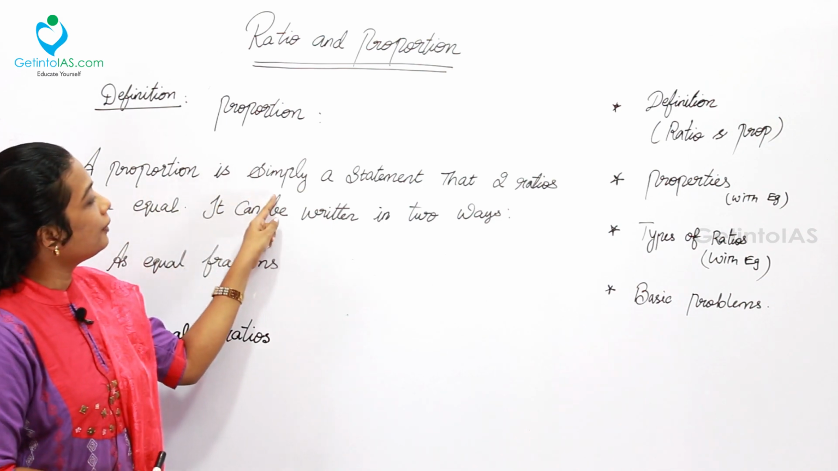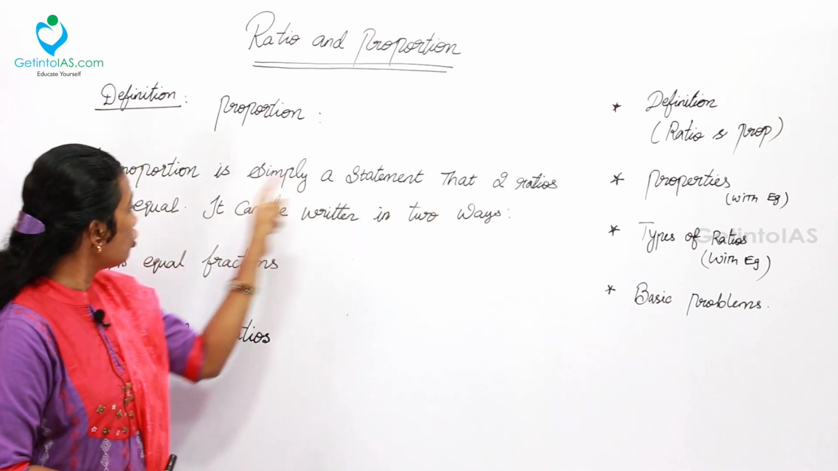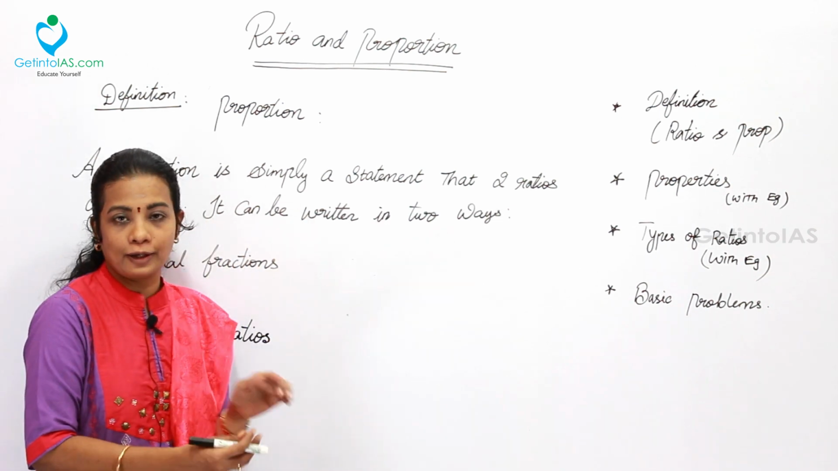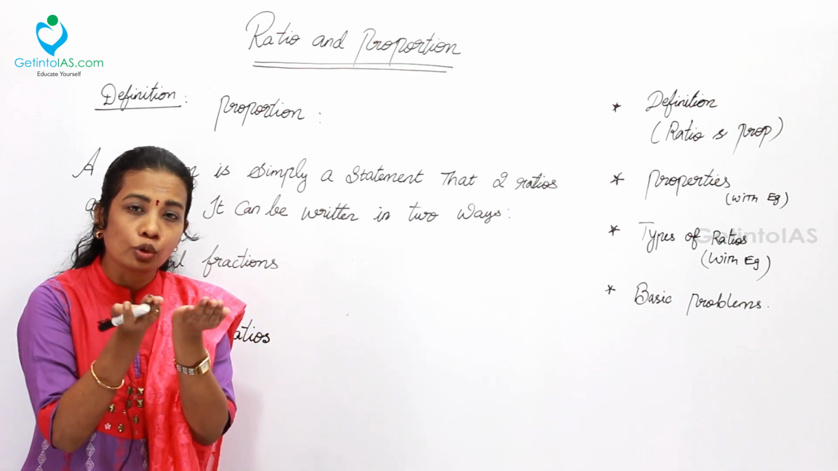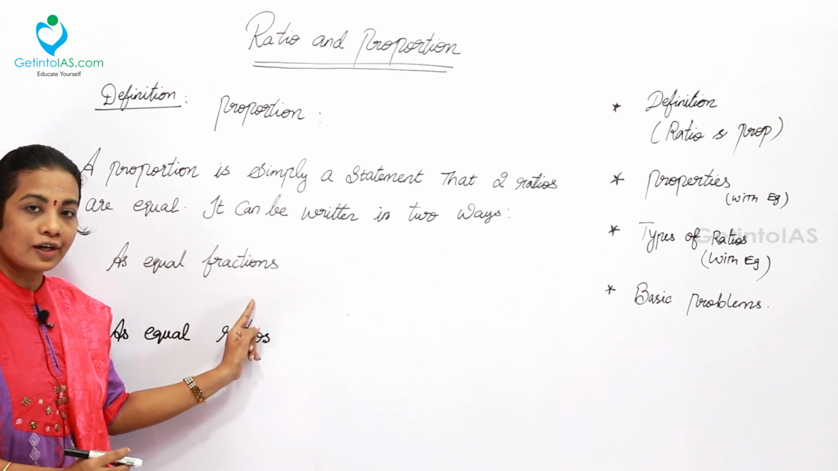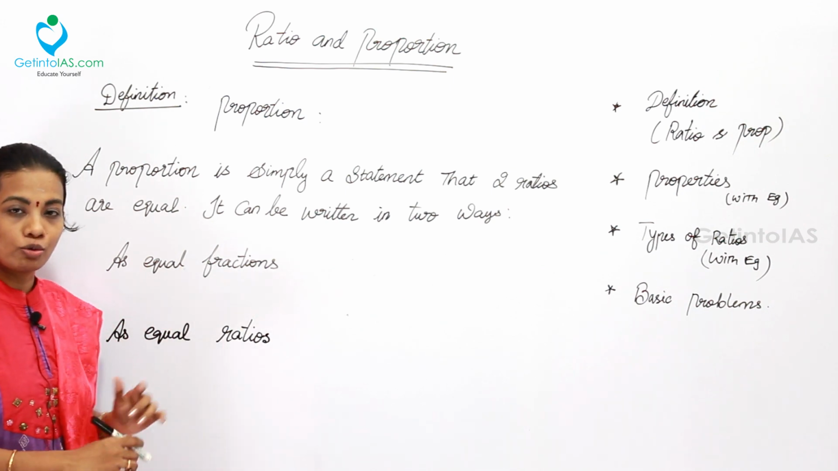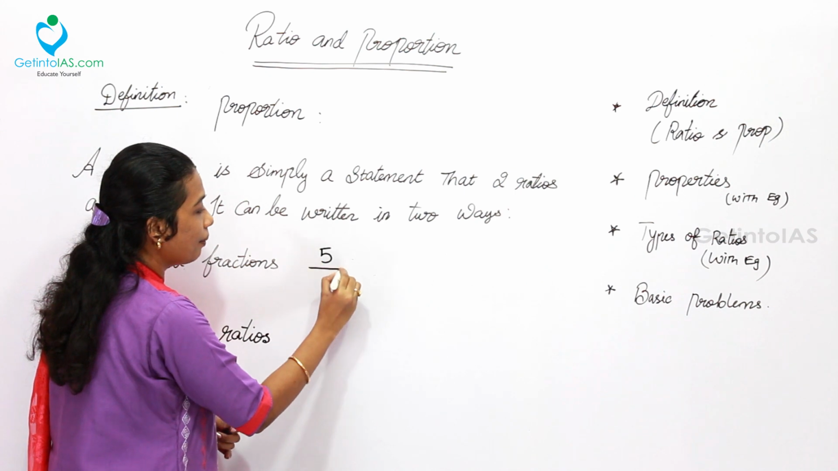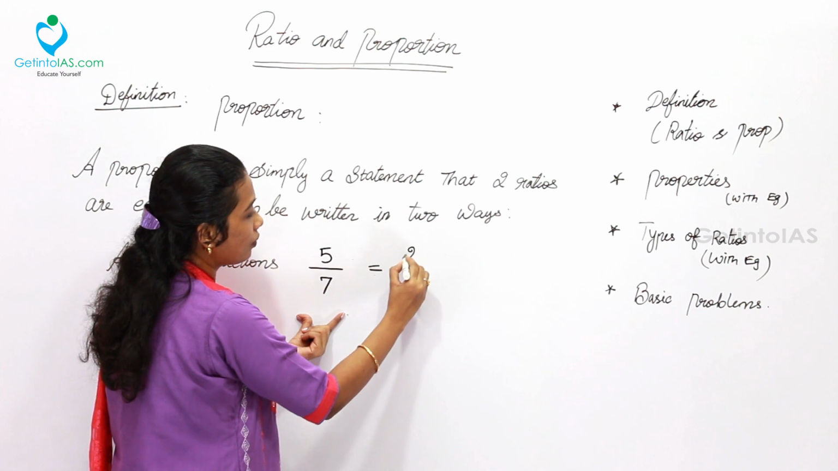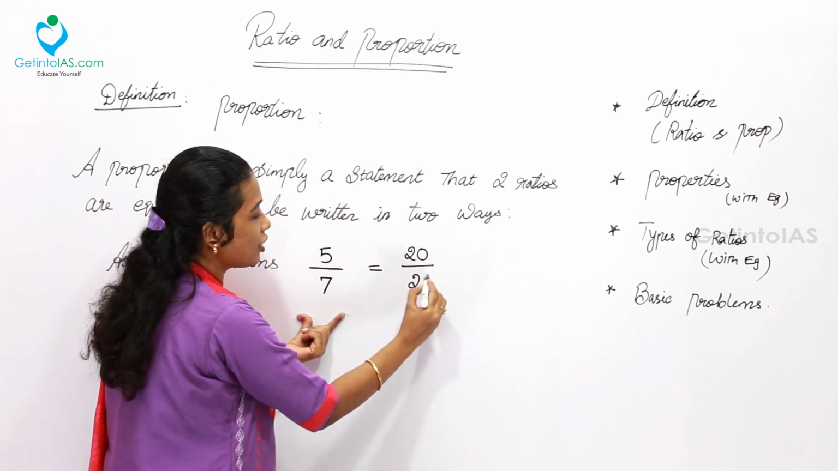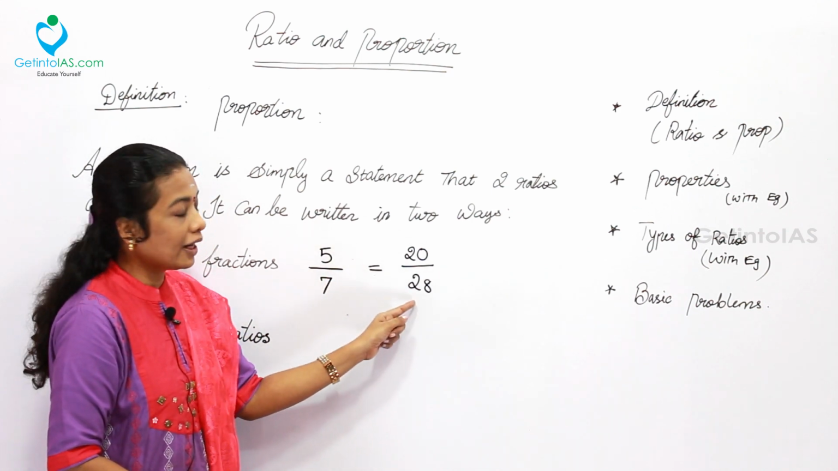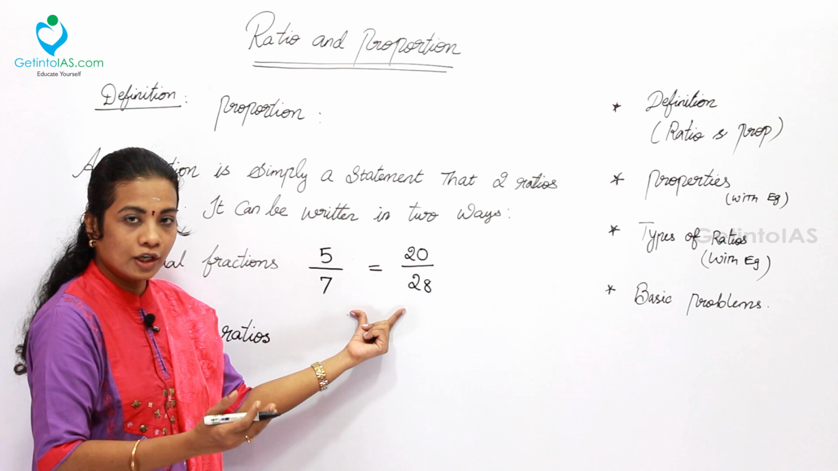A proportion is simply a statement that two ratios are equal. It can be written in two ways. It has two forms, as equal fractions or as equal ratios. Say for example, 5/7. This is a fraction which is equal to 20/28. Yes, if you cancel this, you will get 5/7 again. So these two fractions are equal.